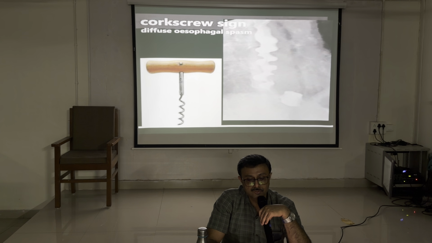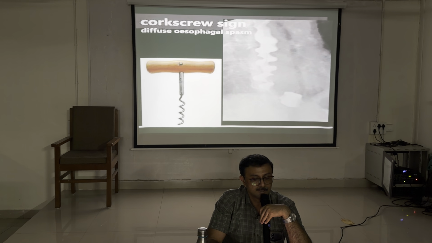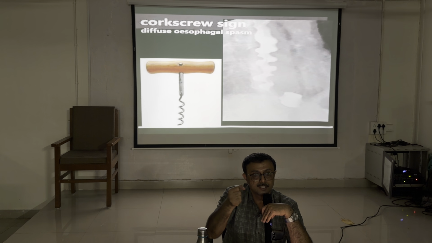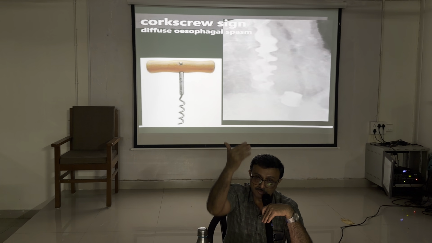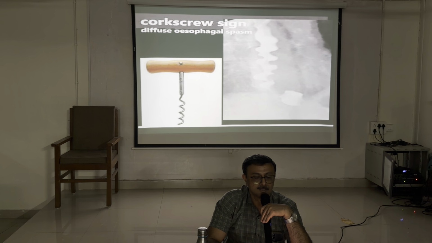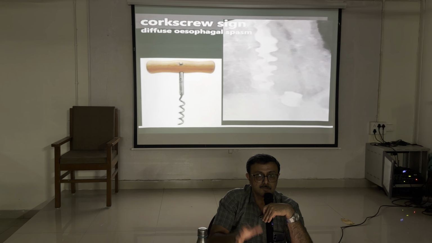Corkscrew sign, diffuse esophageal spasm. Multiple contractions are there. There is no peristalsis. So the patient has dysphagia and retrosternal chest pain. Multiple contractions plus no propulsion. It is not propulsive, so there is no functional peristalsis. That causes dysphagia and retrosternal chest pain. It is spasmodic. That spasm causes pain.